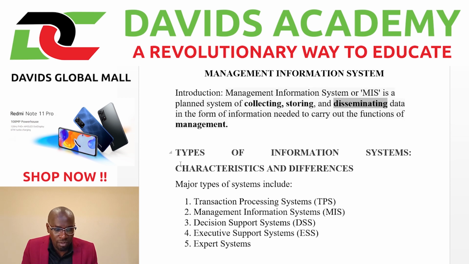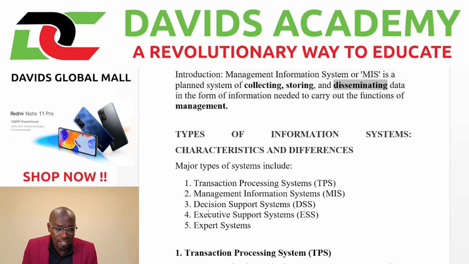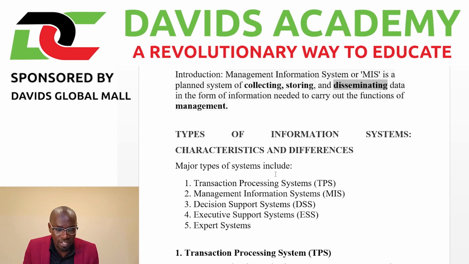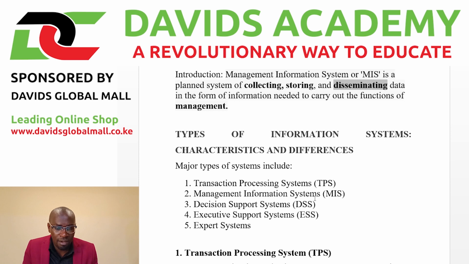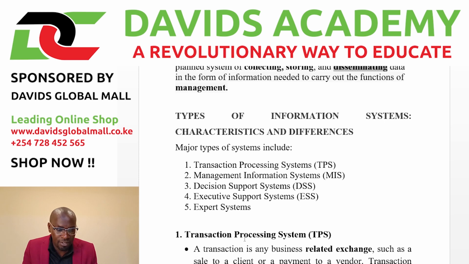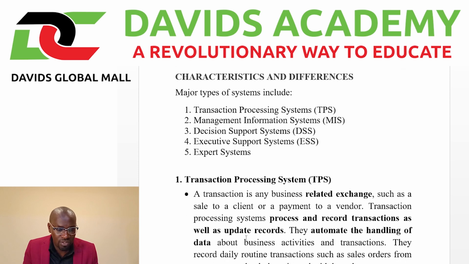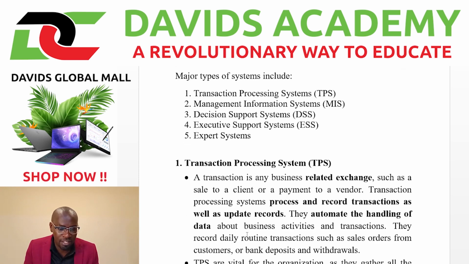Types of management information system, and we are saying that there are 5 types of management information system. Number one is transaction processing system, TPS, management information systems, or MIS. We have decision support systems, DSS. We have executive support systems, ESS, and then expert systems. So we are going to discuss one by one, and the first one is transaction processing system, or TPS.